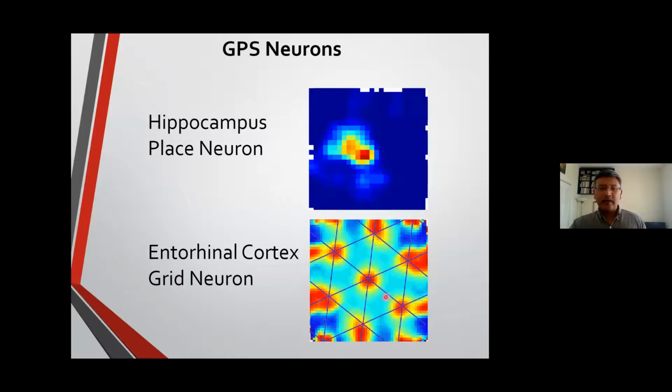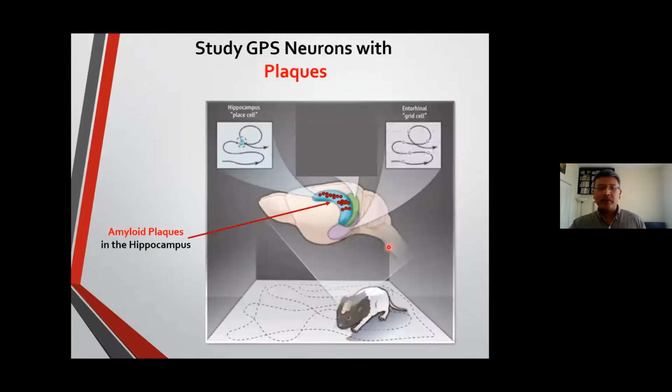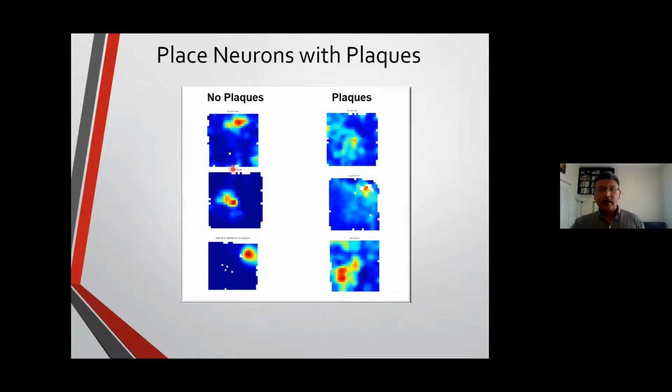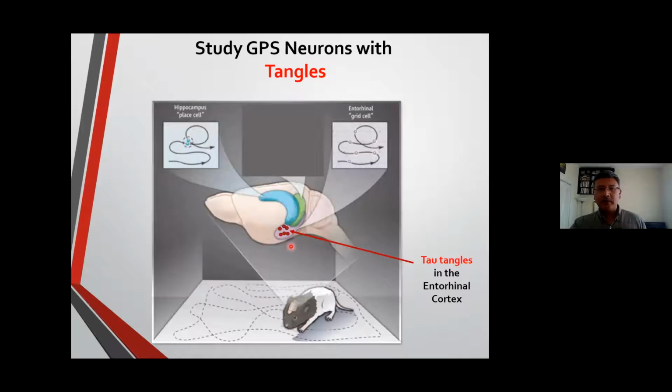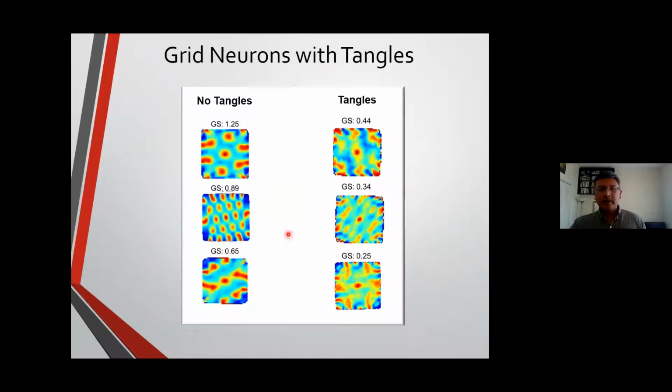Now we want to understand what happens to this when you put plaques in. When I put my plaques into the hippocampus, what would happen to the place cells? This is what happens. When there are no plaques, our place cells are firing perfectly well, but when there are plaques, you see the neurons are affected, and the firing region has changed a lot, right? Similarly, if I put my tangles in the entorhinal cortex, in a normal case you see a nice grid-like pattern, but if you have tangles in there, your pattern is lost. So it's trying to tell us that the plaques and tangles are causing the neurons to dysfunction. That's what it means, right?